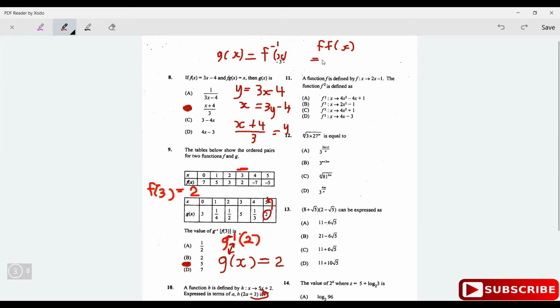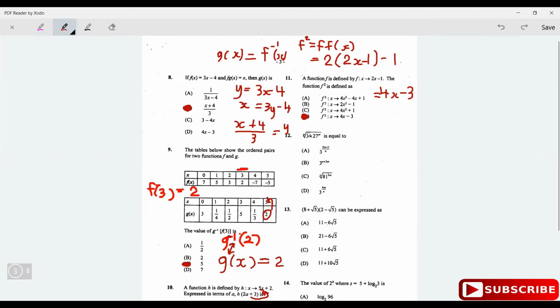f of f of x means you put f of x into f of x. So you're going to get 2 times f of x, which is 2 times (2x minus 1) minus 1. This is f squared. So you work out 2 times 2x minus 1: 2 times 2x is 4x, and 2 times minus 1 is minus 2. Minus 1, that's minus 3. So you get 4x minus 3, which is option D. Nice and easy.